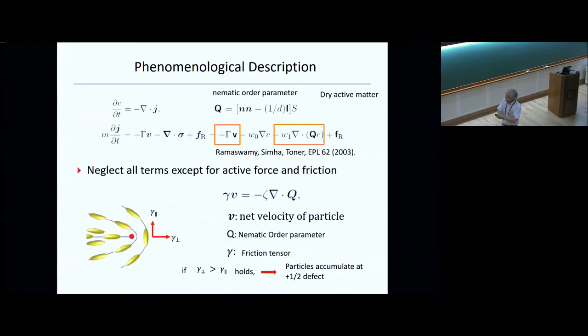And Q is a nematic order tensor, and theta is the active parameter. If theta is positive, the system is extensile. If theta is negative, the system is contractile. Here, gamma, we suppose this gamma can be a tensor. It means that the effective friction for the cell is different in the direction parallel or perpendicular to the elongated direction. If we assume the gamma perpendicular to this elongated direction is larger than the gamma parallel, then we always obtain that particles accumulate at the core of the topological defect.